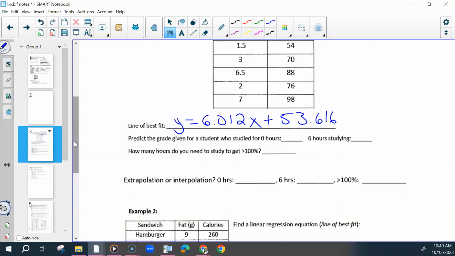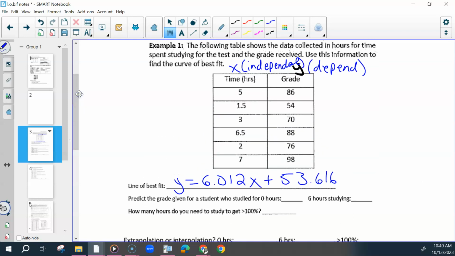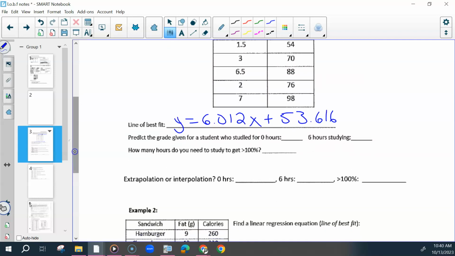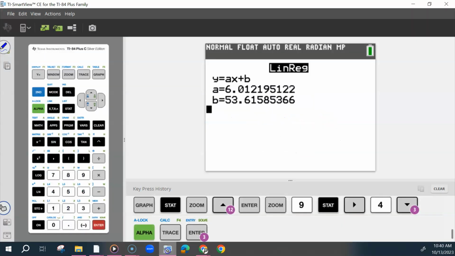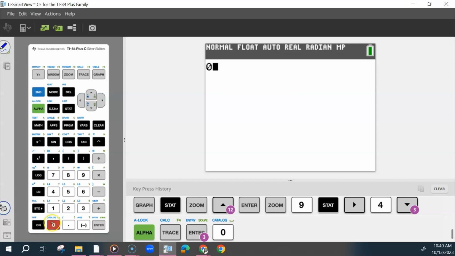So I'm going to show you a couple different ways. Some of this will be after lunch. If we want to predict the grade given for a student who studied for 0 hours, we want our x value to be 0. There are multiple ways to do this. 1, we can put 0 in for x, but we want it with all of the decimals, not just the ones we wrote. So we're going to store it for x. This is step 3. So I'm going to type in 0, my input number. And then the STO button right above on is going to give you an arrow. And then this button right next to alpha, that will be your X button. And then enter.